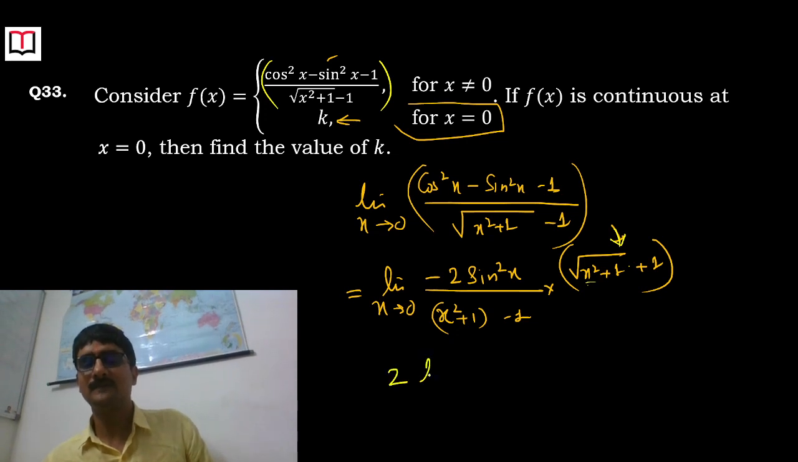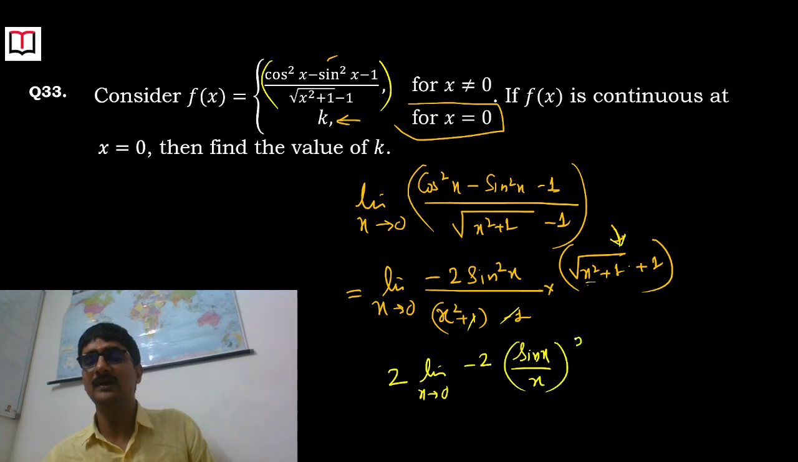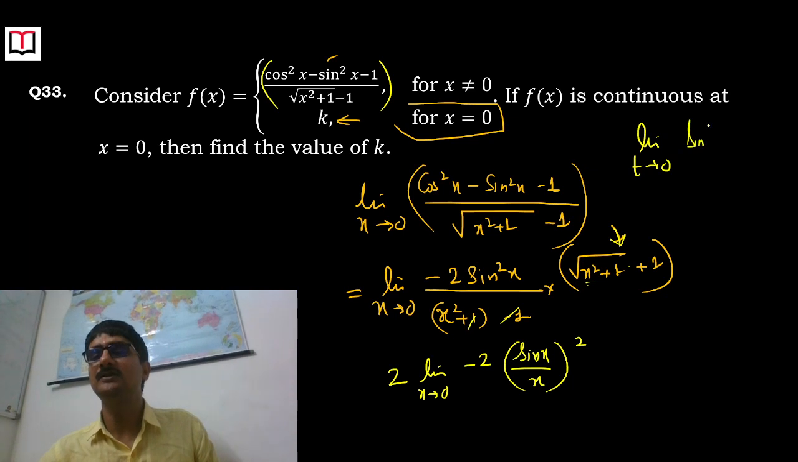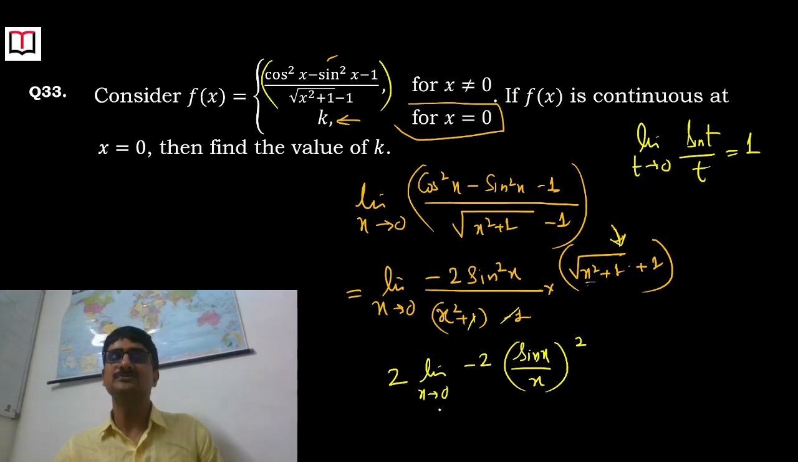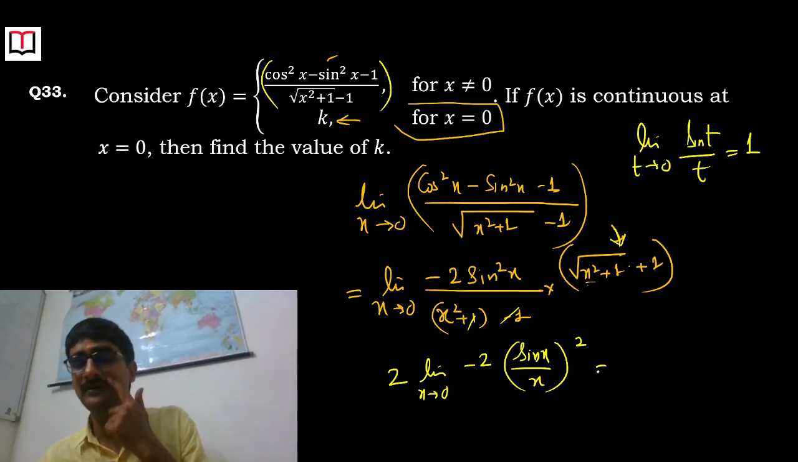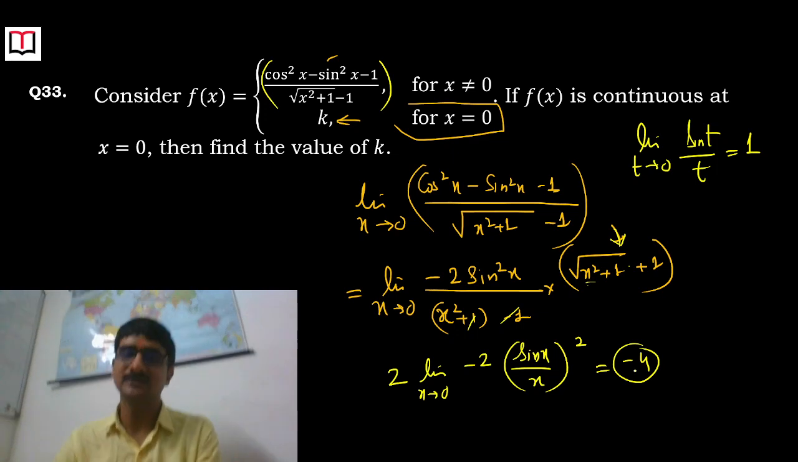So it's 2 times limit x tends to 0, minus 1 gets cancelled, 2 times (sine x by x) whole square, and we all should remember as t tends to 0, sine t by t is 1. So sine x by x, as x tends to 0, is 1, its square is also 1, so it's minus 4, so k is minus 4.